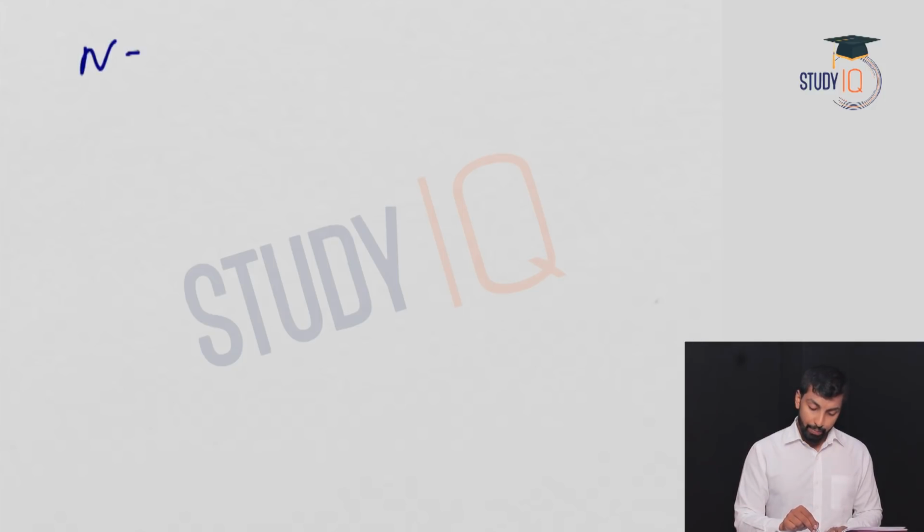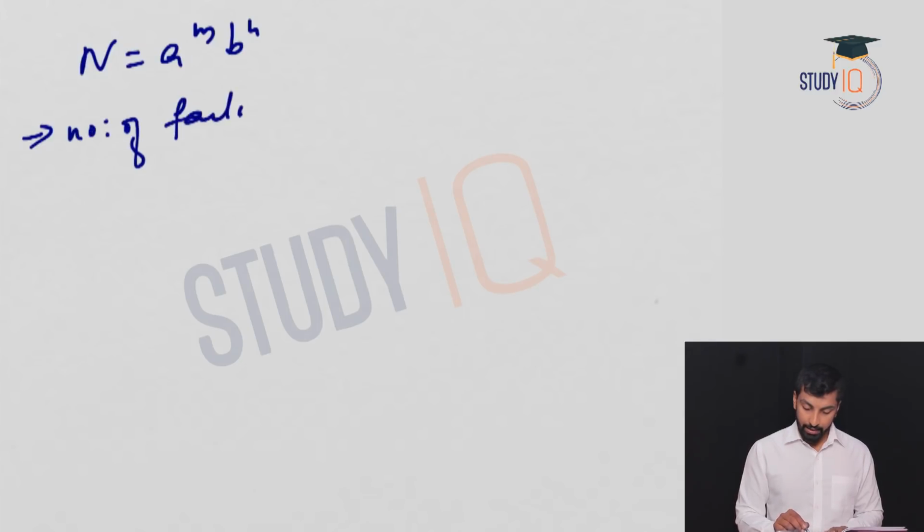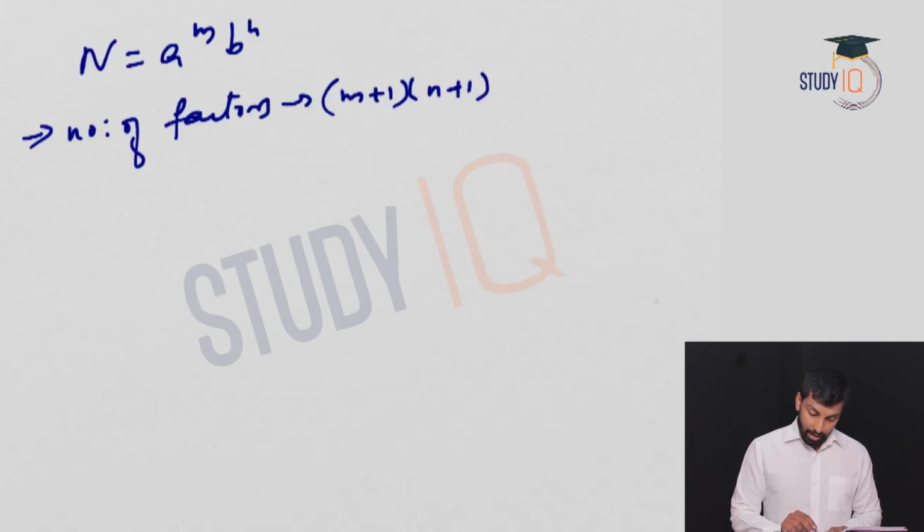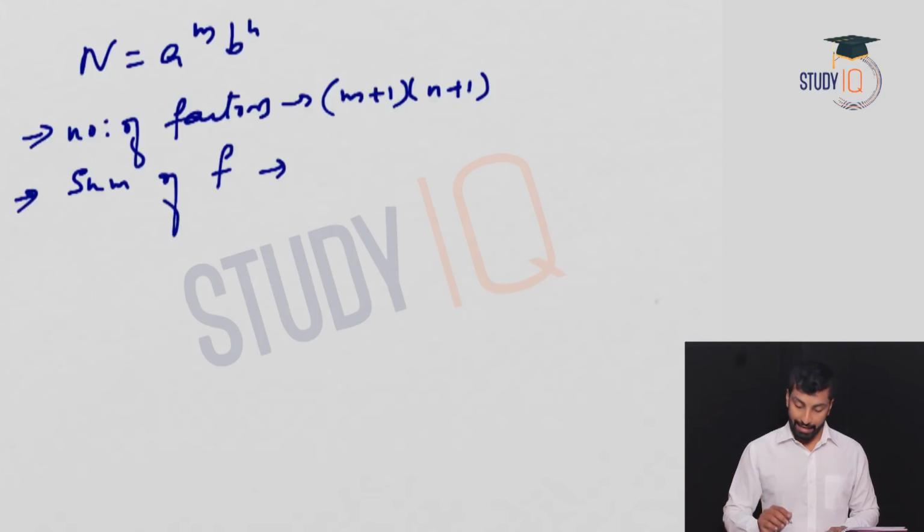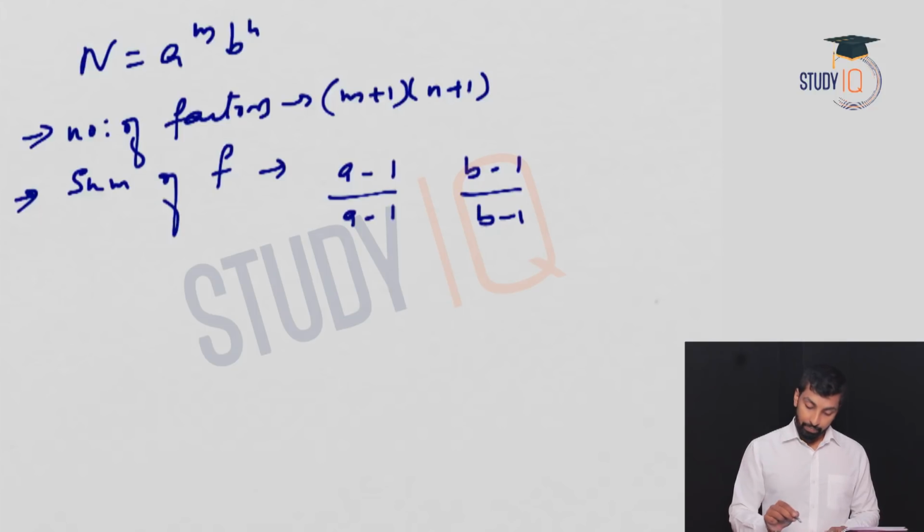If a number can be expressed as a raised to m, b raised to n, you know how to find the number of factors, right? So the number of factors is actually m plus 1 into n plus 1. Then we have seen how to find the sum of factors, right? And I have given you the formula for the sum of factors: a raised to m plus 1 minus 1 by a minus 1, b raised to n plus 1 minus 1 by b minus 1.